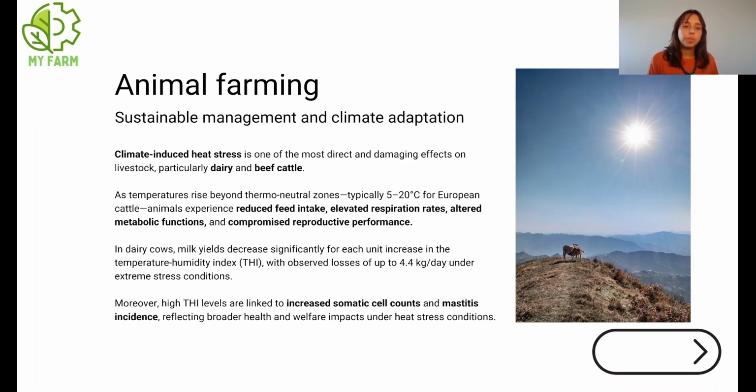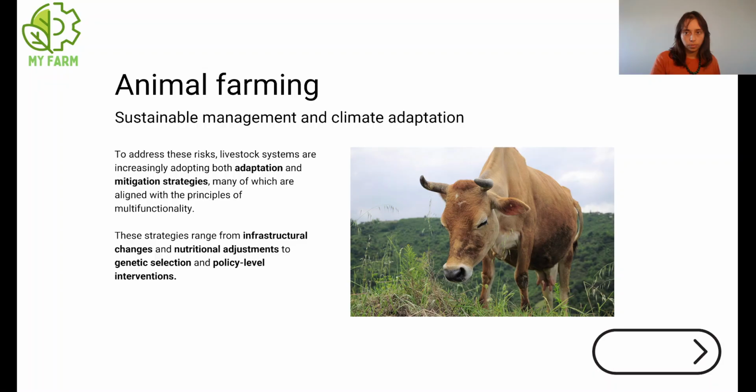Moreover, high temperature humidity index levels are linked to increased somatic cell counts and mastitis incidence, reflecting broader health and welfare impacts under heat stress conditions. To address these risks, livestock systems are increasingly adopting both adaptation and mitigation strategies, many of which are aligned with the principles of multifunctionality. These strategies range from infrastructural changes and nutritional adjustments to genetic selections and policy-level interventions.